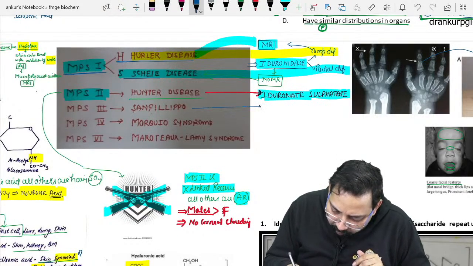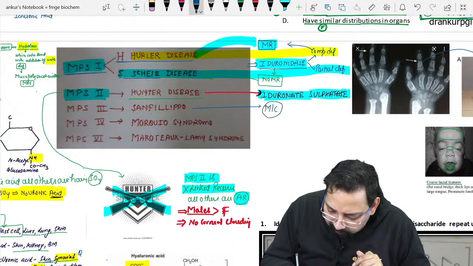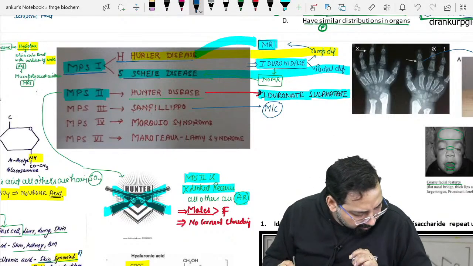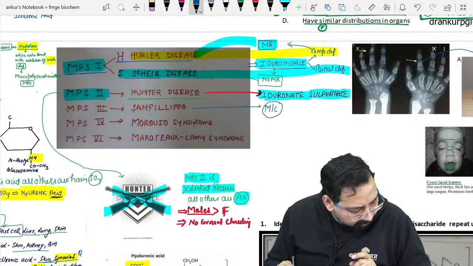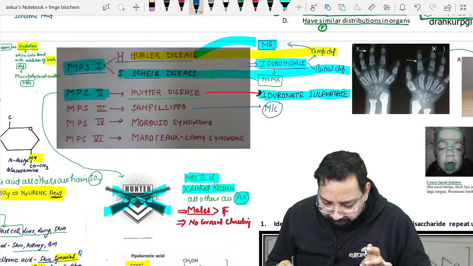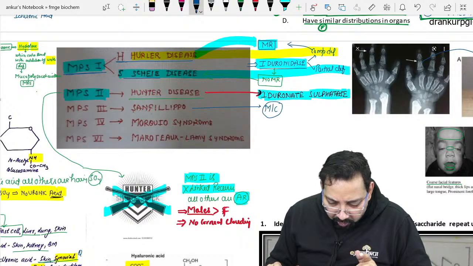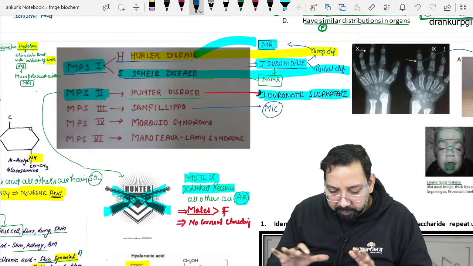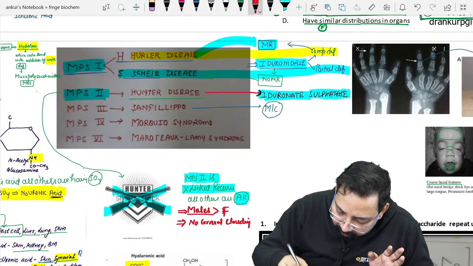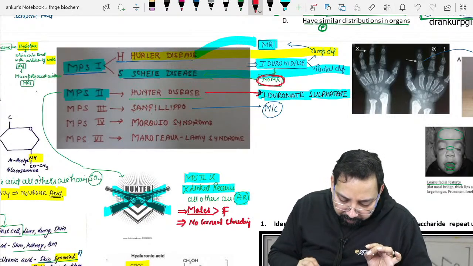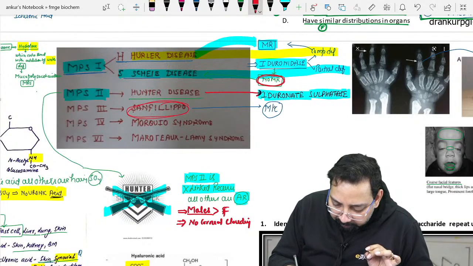Sanfilippo is the most common, a favorite single-liner question, particularly in MCQs. Mental retardation would be there in Hunter's disease. Most of these have mental retardation, and all the symptoms may be common, just like I pointed out. In Scheie disease there is no mental retardation. Specific point: Sanfilippo, an MCQ favorite question, is the most common mucopolysaccharidosis.